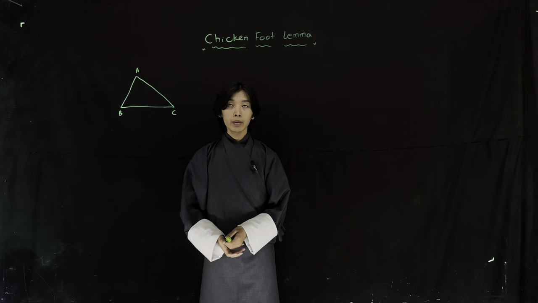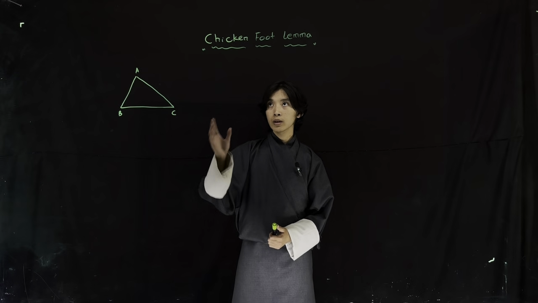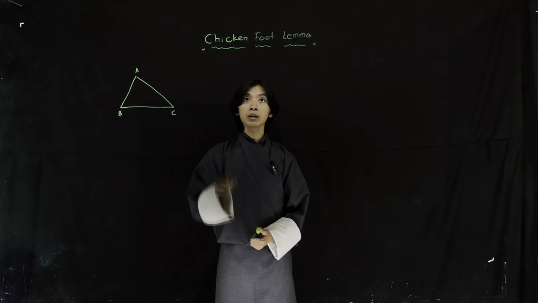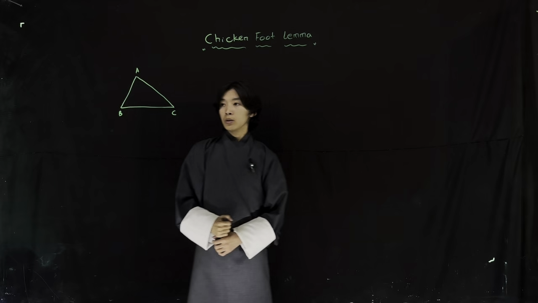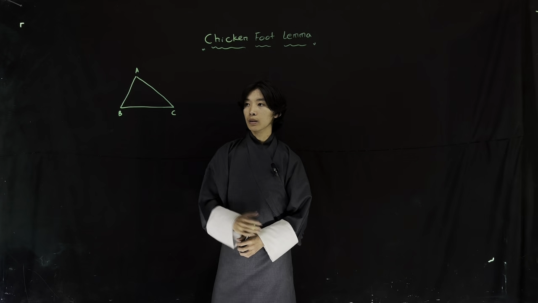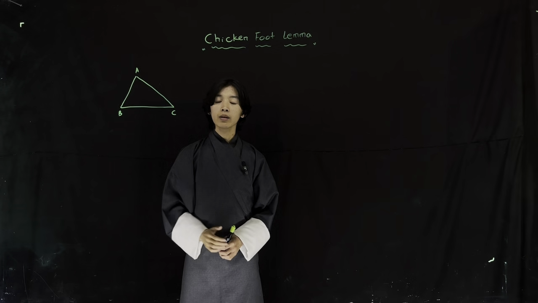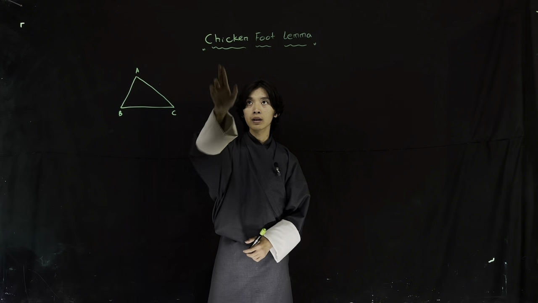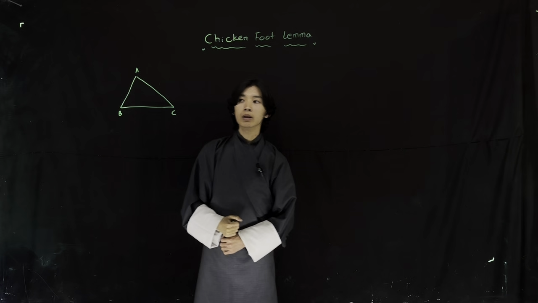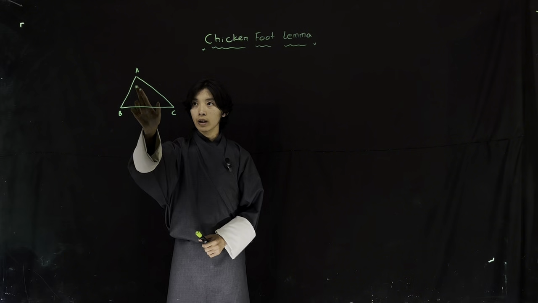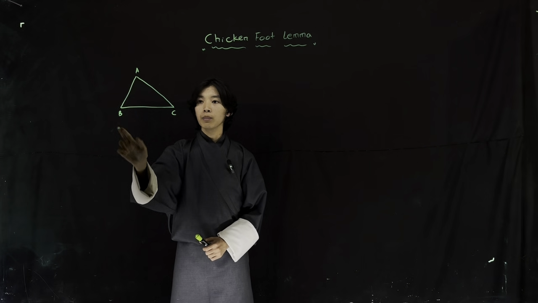Hello everyone, so we will be looking into one of the most interesting concepts in Olympiad mathematics, the chicken-foot lemma. It's a relationship between the incenter and the excenter, and the theorem established from that is what we call the chicken-foot lemma. So we have the triangle constructed here, ABC.